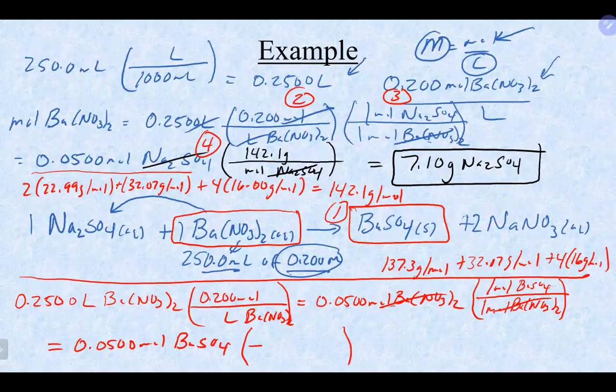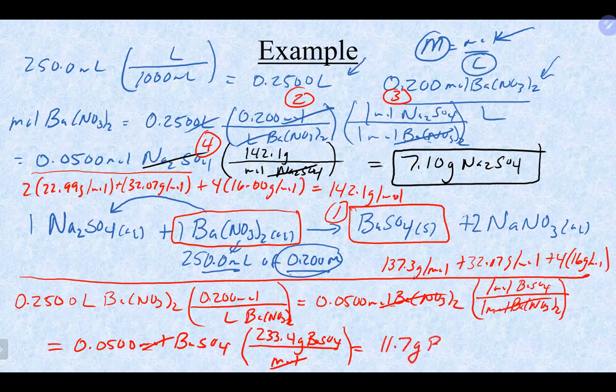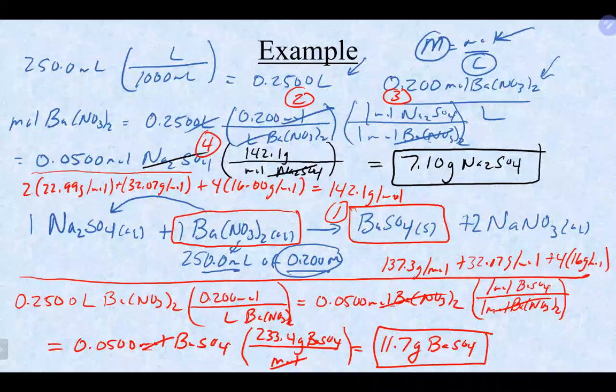So I'll just write down here 233.4, if I didn't miss any numbers here, per mole from the periodic table. Moles will cancel, and we will end up with 11.7 grams of barium sulfate would be produced in this case. That, by the way, would be our theoretical yield, right? The amount that we got from the actual equation.